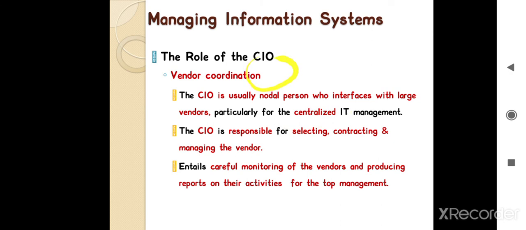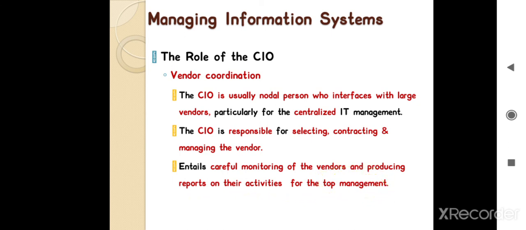So he or she is a single person who is going to handle the vendor. The CIO is responsible for selecting, contracting and managing a vendor. So all the activities related to a vendor can be handled by the CIO. These entail the careful monitoring of the vendors and producing reports of their activities for the top management.